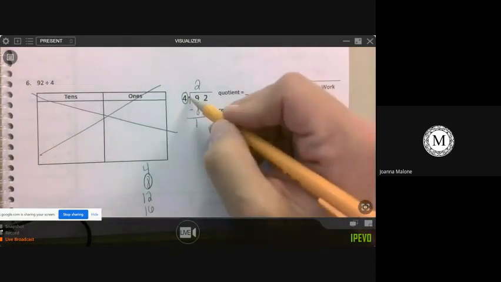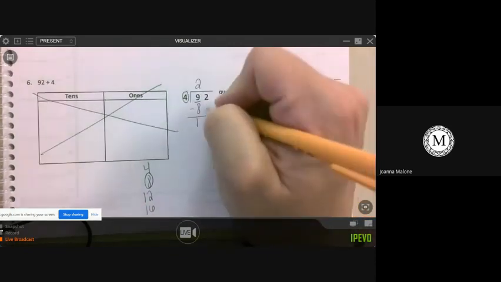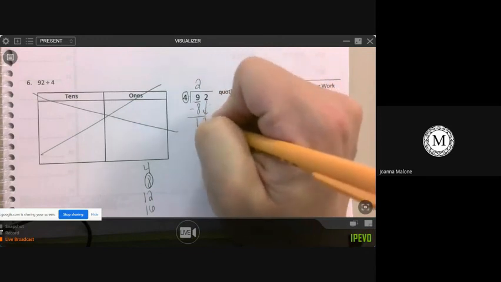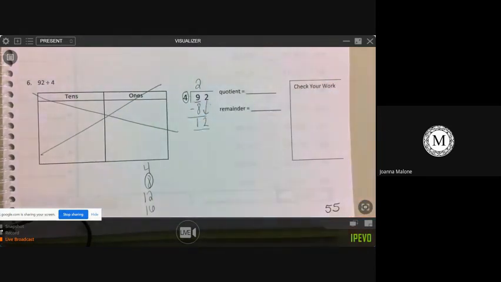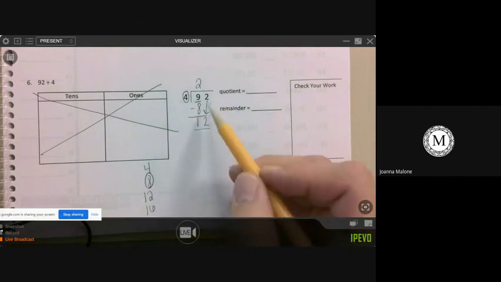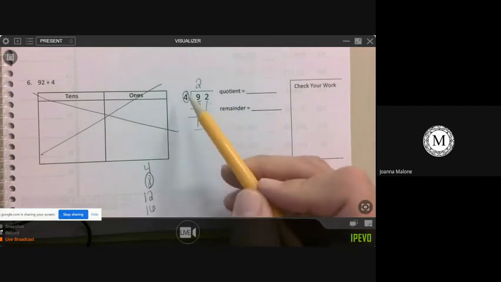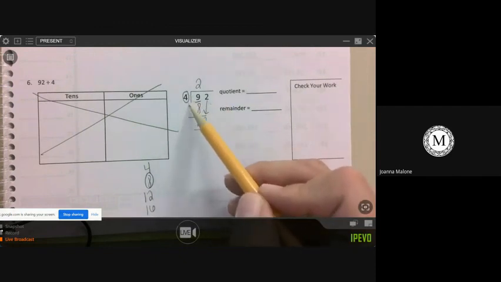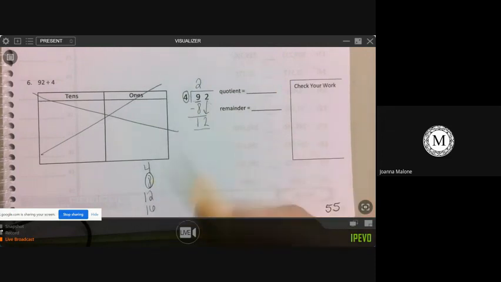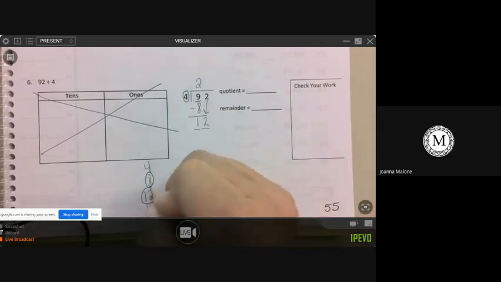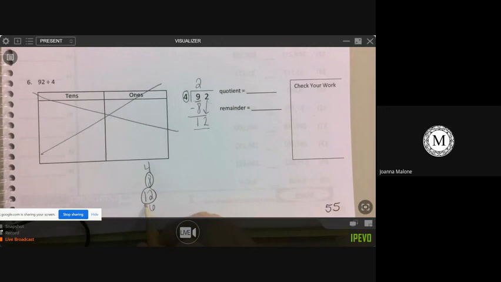Okay, 1 is smaller than 4, and I have a number to bring down. So I bring down my 2. I now have 12, right? Again, I have to try to make groups of 4. This is my magic number. It's always the number that's in charge. I have to make groups of 4. Well, how many groups of 4 can I make? 1, 2, 3, because there's a 12 there.